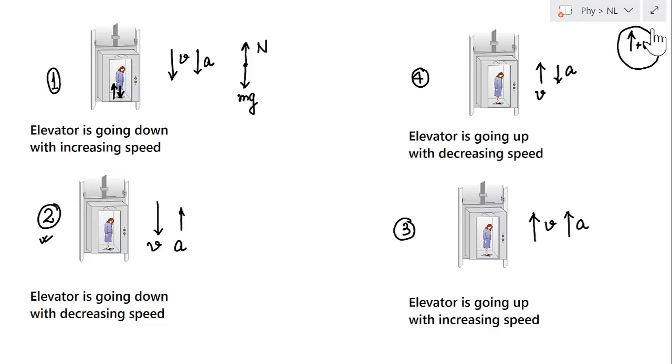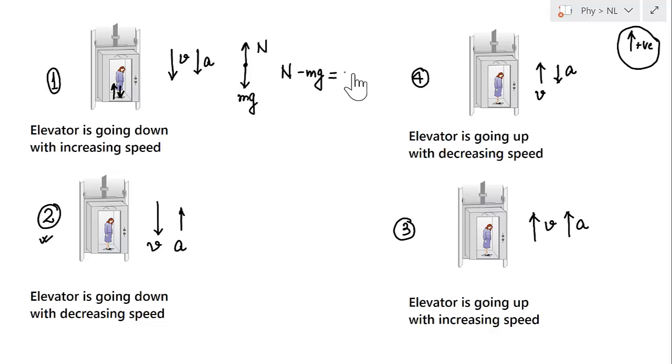So let us write Newton's second law. The force in the upward direction is normal, that's why it's positive. mg is in the downward direction, so we have to write its negative sign, that is minus mg. Total forces in the y direction is equal to N minus mg, and now I have to equate this. Force is equal to mass into acceleration.